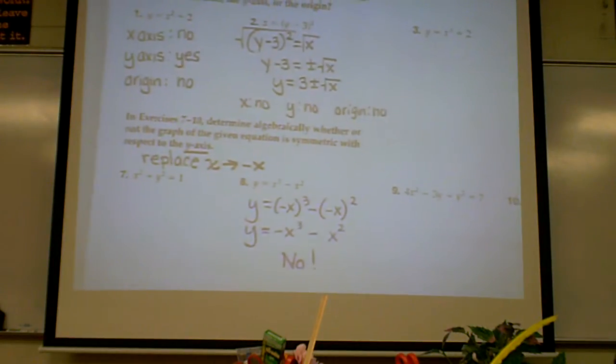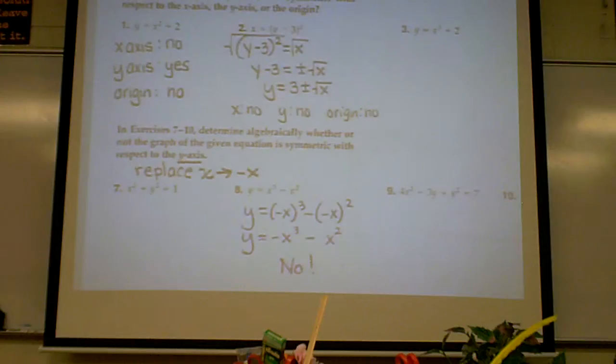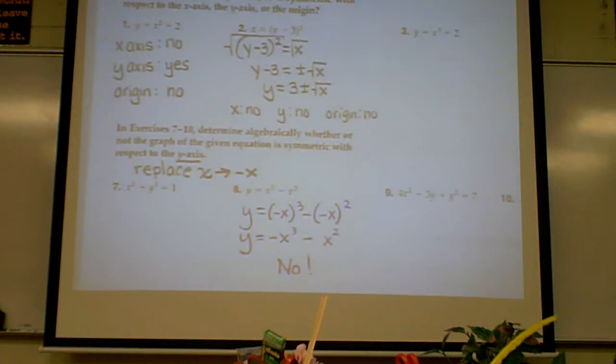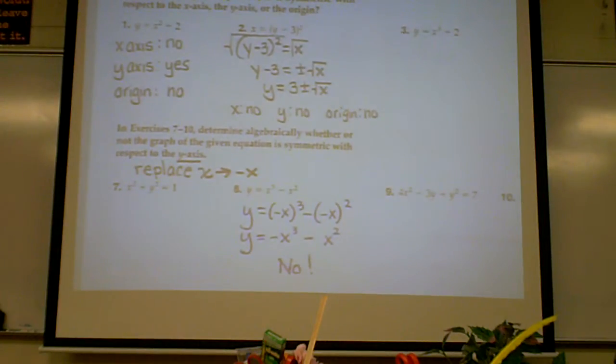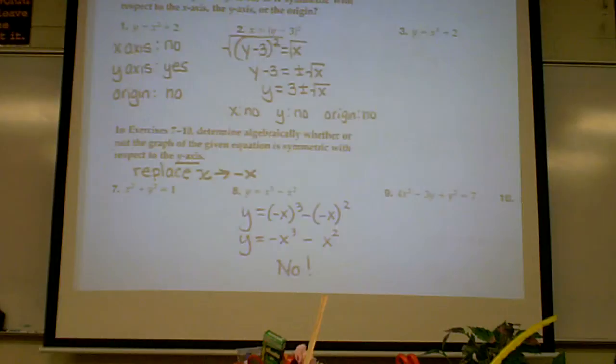All right. Next, oh, we have to do the symmetry stuff. 3.4a. Three, 4a. Okay, the next one, 3.4a, symmetry.